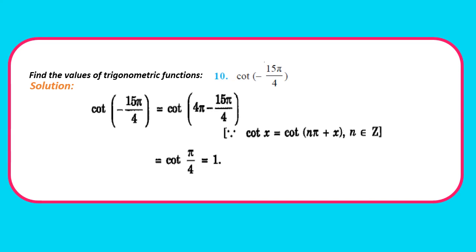So we will get cot of 4 pi minus 15 pi by 4 equal to cot of minus 15 pi by 4. Clear? So after subtraction, that is 16 pi minus 15 pi, it will be cot pi by 4, and we have the value of cot pi by 4 equal to 1. So again the negative value of the angle only indicates the clockwise motion of the ray. So if I am clear, then pause and note down the solution.